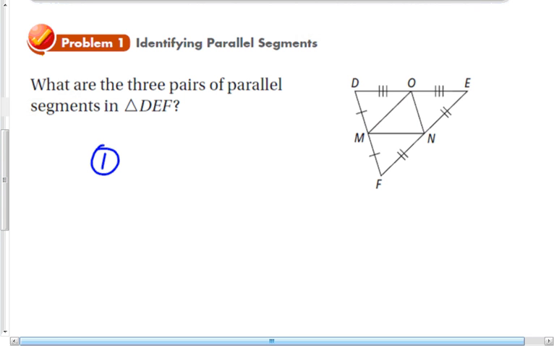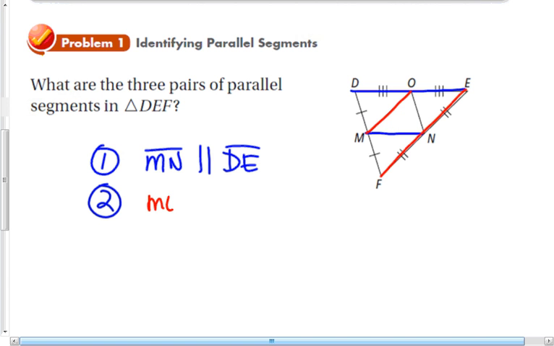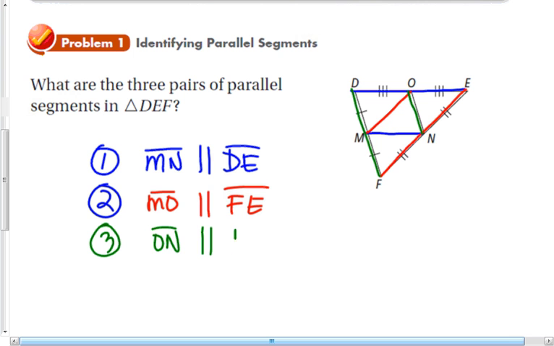The first one is segment MN. That would be parallel to DE. Second one, segment MO, that would be parallel to this side, FE. And the last one, ON, is parallel to DF. All right, you try that.